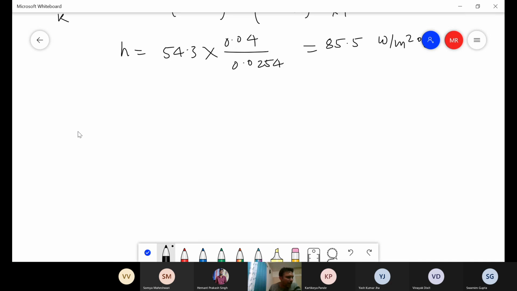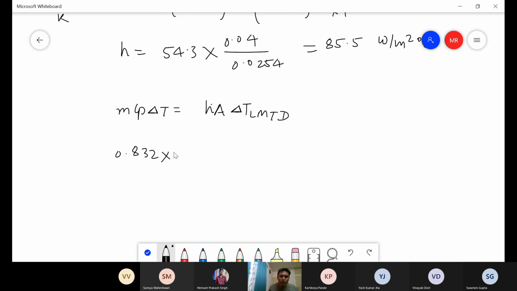So again making the balance. The balance in this case is the same: mCp delta T is given as hA delta T LMTD. So this is what we are going to make again. So m we already know, since mass flow rate is going to remain constant, so that is just 0.832. It is not going to change.